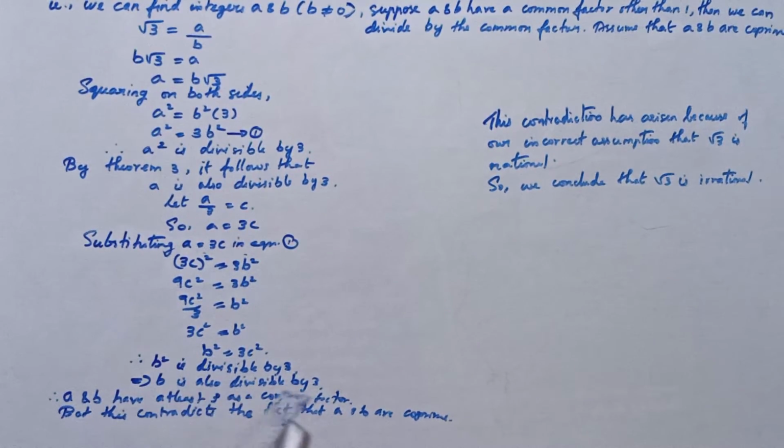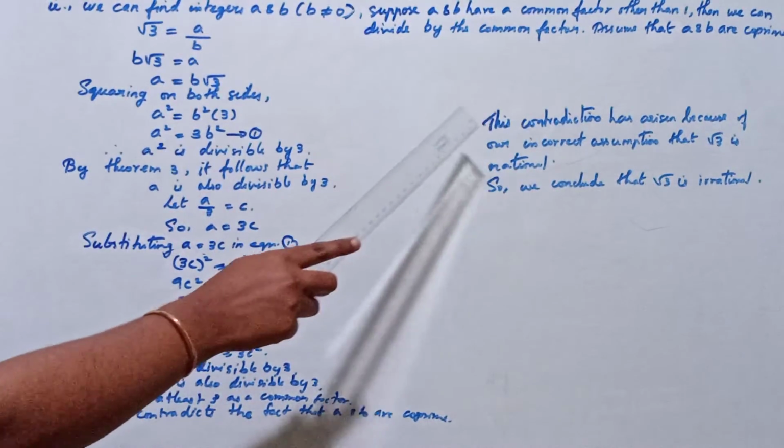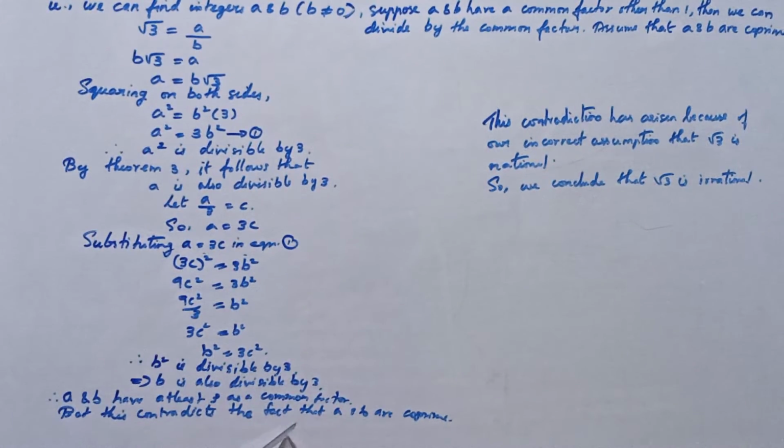So b is also divisible by 3. Therefore, a and b have at least 3 as a common factor, right? But this contradicts the fact that a and b are co-prime, right? A and b are actually co-prime, but here this is contradicting because we are getting a common factor other than 1, that is 3, right?